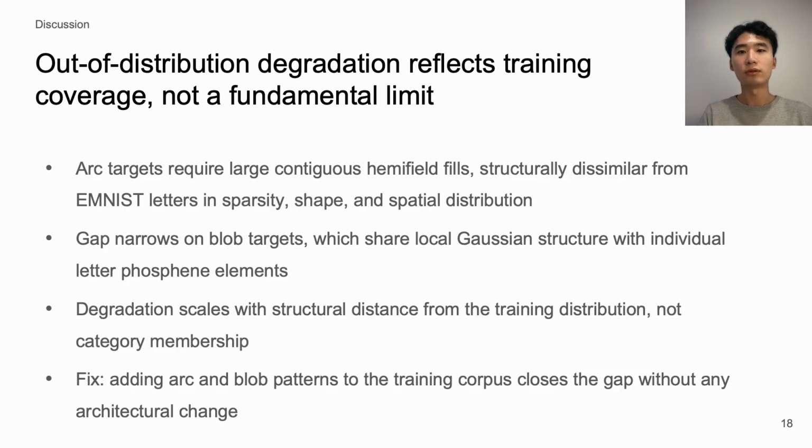And that points to a simple fix. Add arcs and blobs to the training corpus, and the gap should close without any change to the architecture. The out-of-distribution weakness reflects training coverage, not a fundamental limit of the approach.